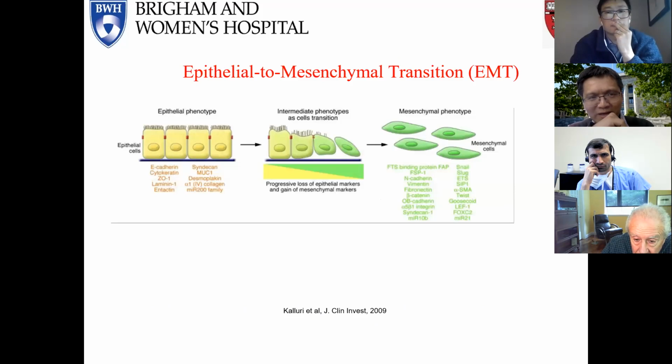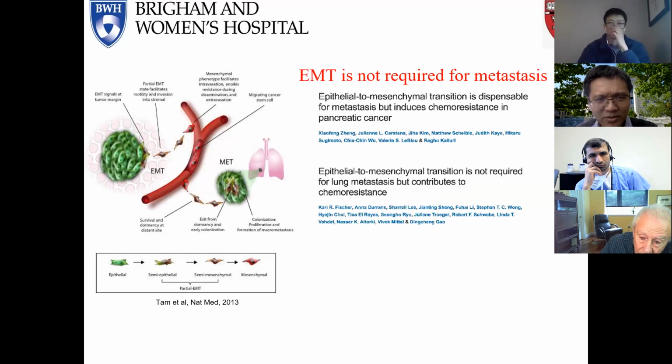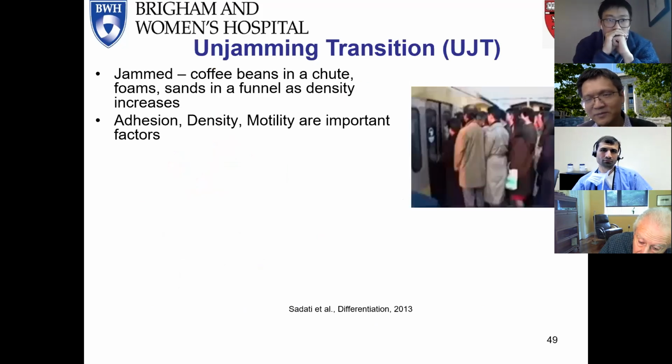In cancer, we know that EMT, or epithelial to mesenchymal transition, is very important, but there have been some recent papers that start to challenge whether it is required for metastasis. So the question now is, if it is not EMT, could it be partial EMT or some other mechanism? That is why physicists have been trying to apply the concept of unjamming transition and see if that could be a more universal mechanism underlying cancer cell invasion.